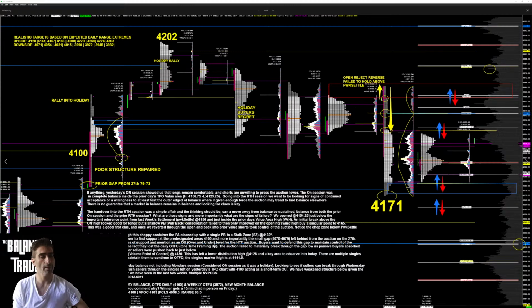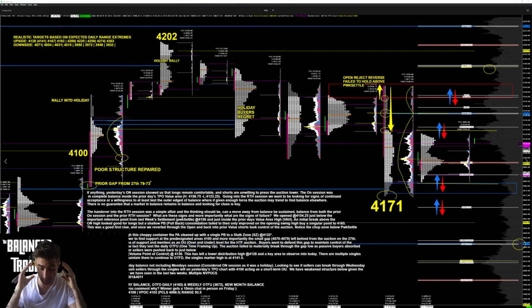We found a bit of support, and then once we broke that, we were targeting the gaps that were left over from the auction on the 27th of May. And this was expected. We spoke about it, well, I spoke about it in my notes yesterday, how this is an area where it's a bit of an over under. It's marked out in my overnight, my weekly planning.